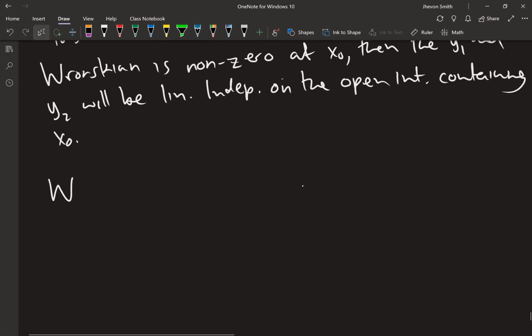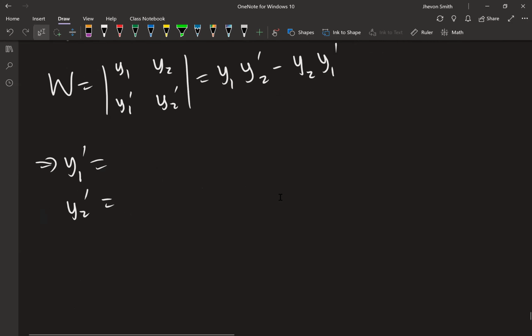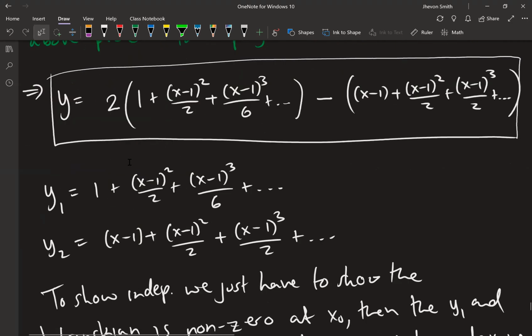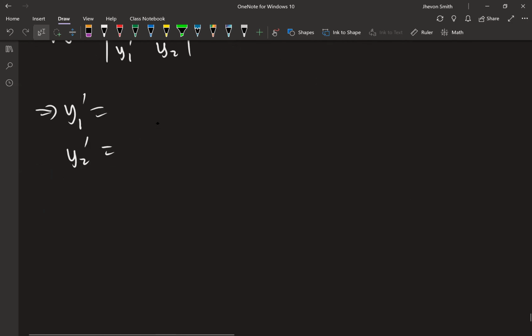And we remember that the Wronskian is just y1, y1 prime, y2, y2 prime. So that's y1 y2 prime minus y2 y1 prime. And so if I actually find the derivatives here, this guy looks like x minus 1.